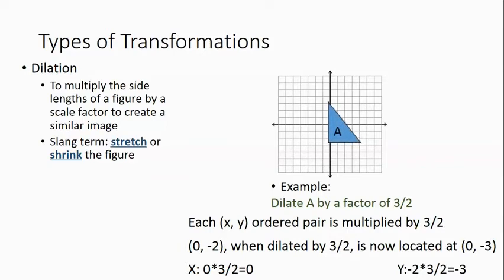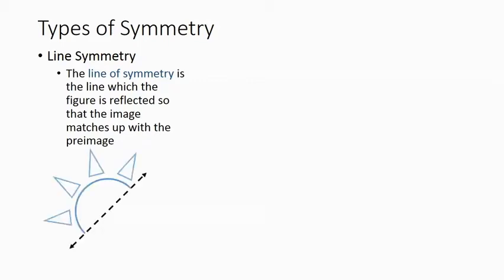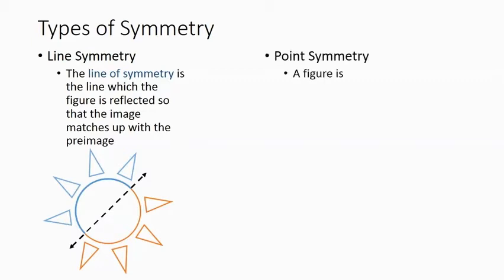So we stretch triangle A until it's 3 halves larger than it was before. Types of symmetry. There is line symmetry. The line of symmetry is the line which the figure is reflected across so that the image matches up with the pre-image. For instance, on your notes you see half of a sun. If this sun figure had line symmetry, then the other half of the sun could be drawn. Notice that the 2 halves are the same. They were reflected.